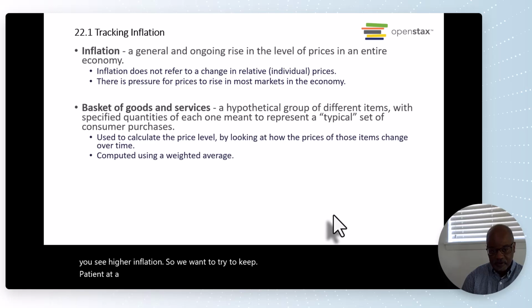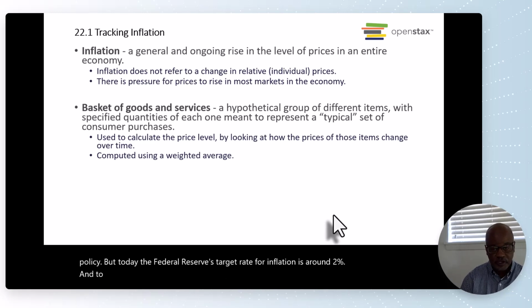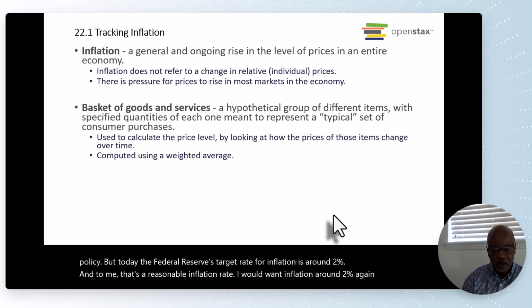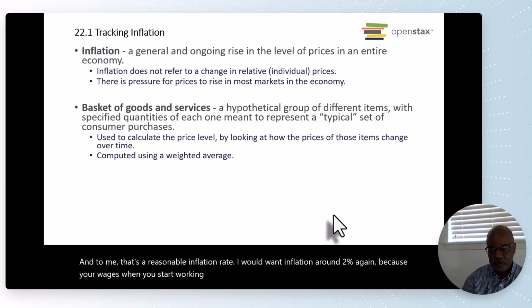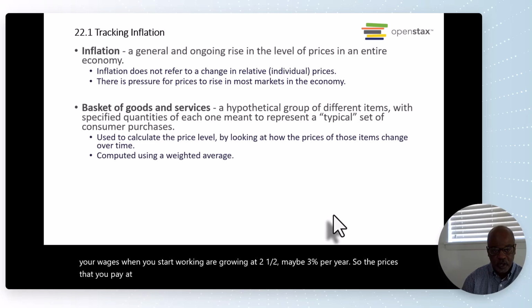We'll talk about the Federal Reserve and the role of monetary policy. But today, the Federal Reserve's target rate for inflation is around 2%. And to me, that's a reasonable inflation rate. I would want inflation around 2% because your wages, when you start working, are growing at 2.5, maybe 3% per year. So the prices that you pay at HEB or your local store, you want them growing a little bit less than that.